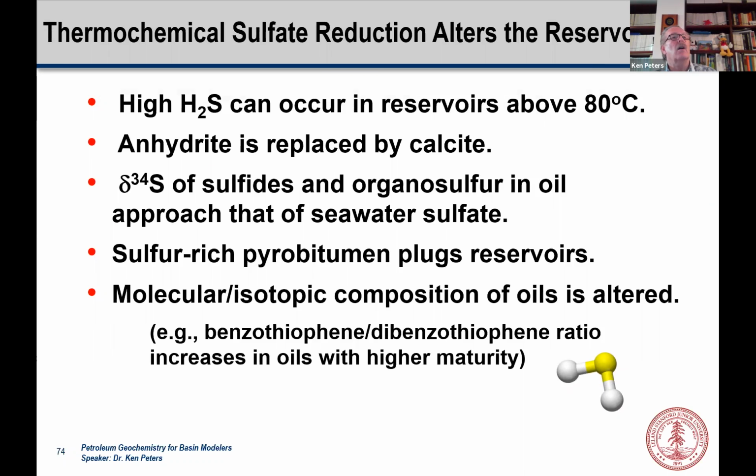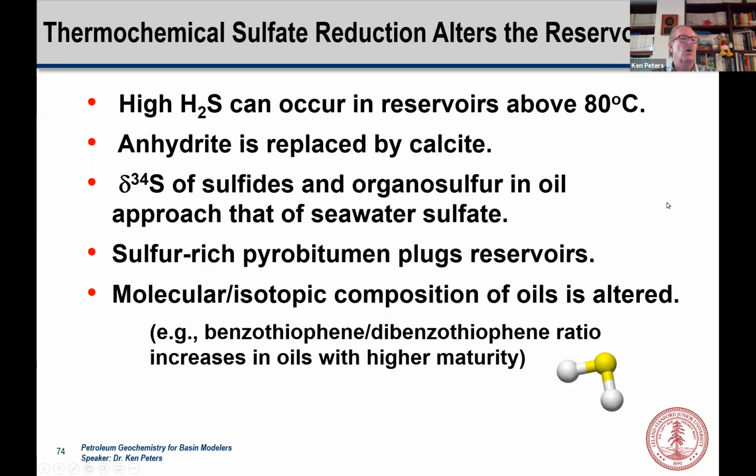So TSR alters the reservoir. High H2S can occur above 80 degrees C, so it's a temperature-driven process. There's some argument about where the optimal temperature is. It's probably on the order of 100 to 120 degrees C. The anhydrite is replaced by calcite. The sulfur isotope of the sulfides and the organosulfur in the oil approach that of seawater sulfate or the anhydrite seal. Sulfur-rich pyrobitumen plugs the reservoirs, and in places like Tengiz in Kazakhstan, that's a major issue.